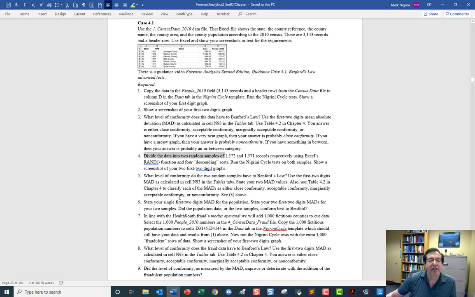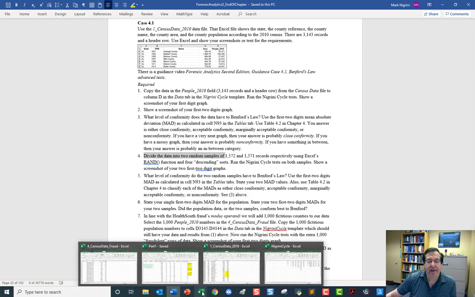Let's go back and look at the requirements. Show a screenshot of your first 2-digit graphs, which meant I should have done a screenshot after I did that first one. What level of conformity do the two random samples have to Benford's law? First 2-digit mean absolute deviation. State the two values and classify as either conformity, acceptable conformity, and the like.